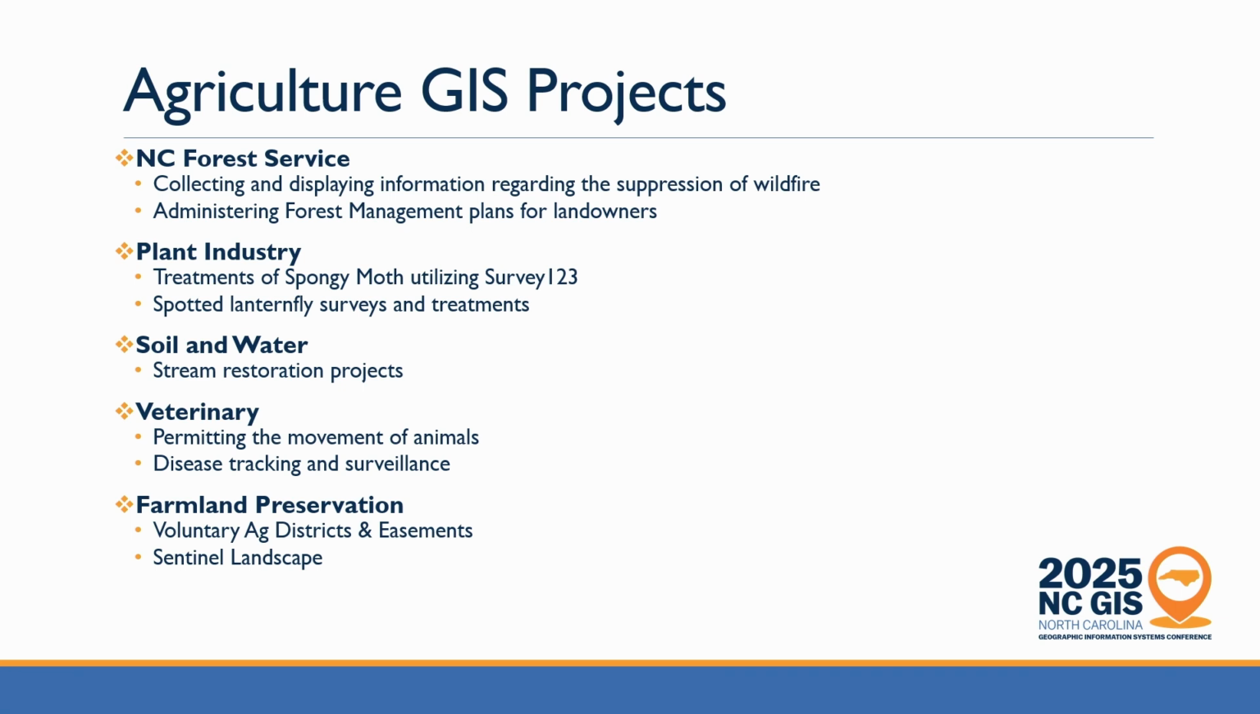A few examples of the projects that our divisions use GIS for. The Forest Service collecting and displaying information for suppressing wildfire. So they follow a national standard of data to be able to suppress those. Forest management plans rely heavily on the statewide parcels from NC1 Map. Plant Industry treating spongy moth and spotted lanternfly and setting up treatment areas using Survey123 and creating web maps.